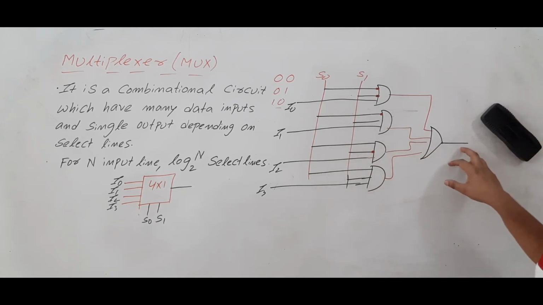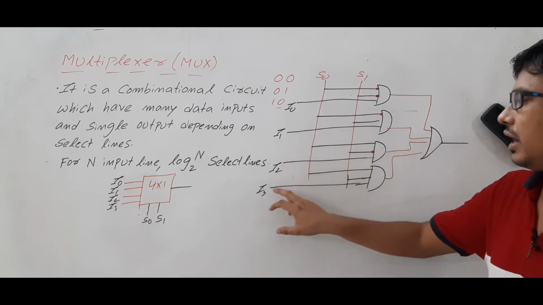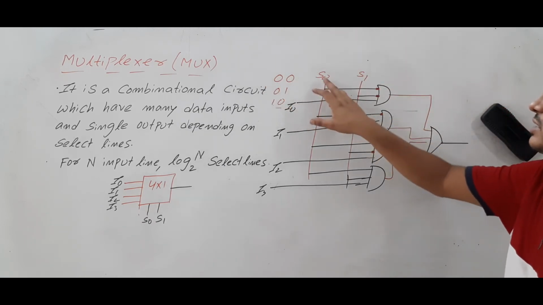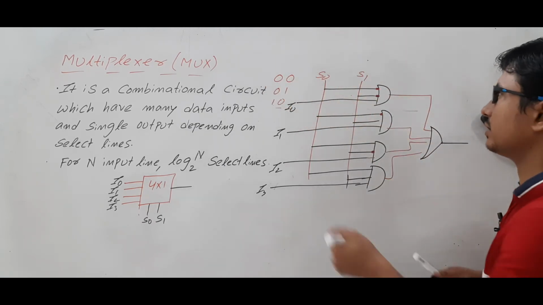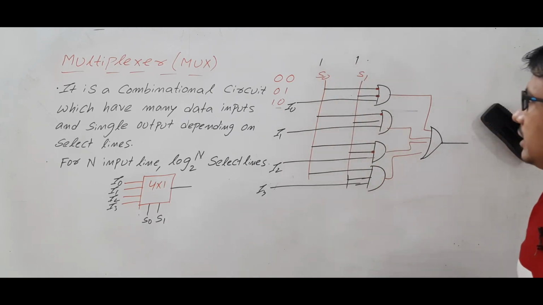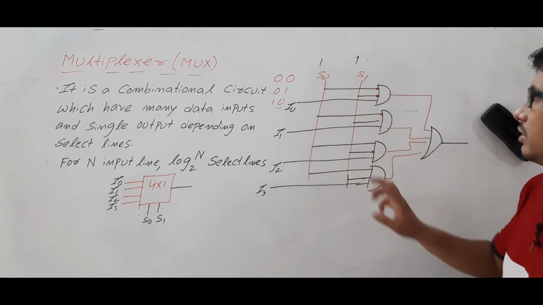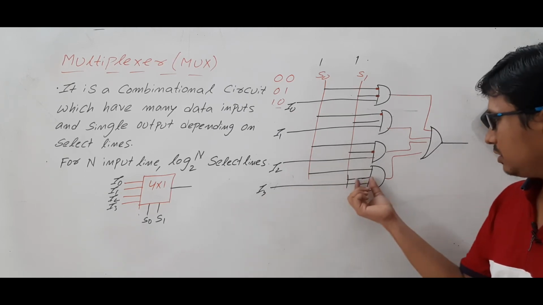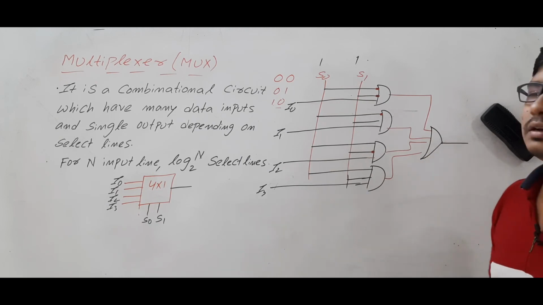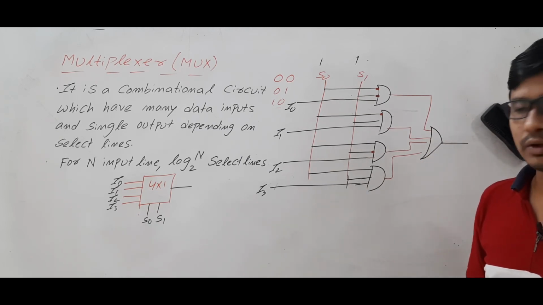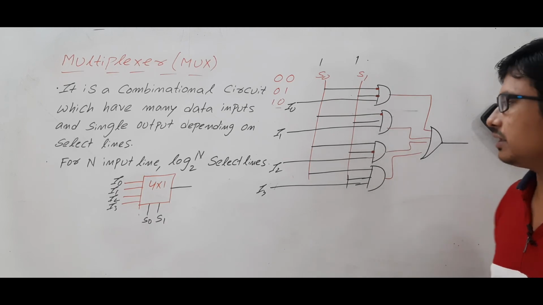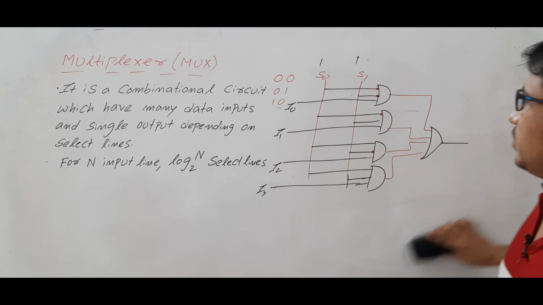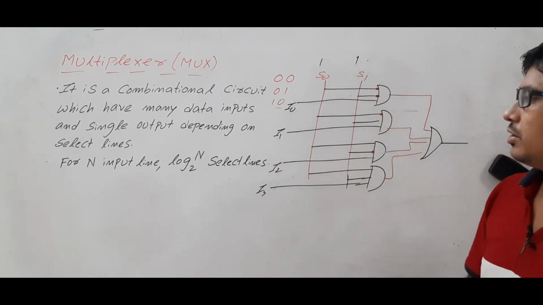So this value, whether it is I0 or I1 or I2 or I3, depends on these values. Let's take that S0 and S1 are 1 and 1. Now S0 and S1 you are giving to this AND gate, and I3 you are giving. Is it clear? So this AND gate will be enabled and you will get I3 as an output. I hope you have understood. Is it clear? Now let me discuss the equation for it.